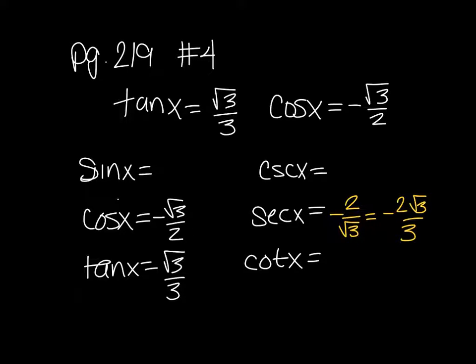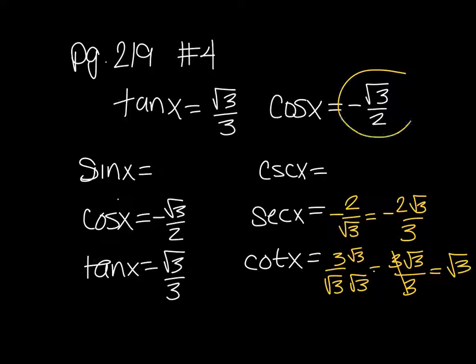Cotangent, I just flip tangent over, so I get 3 over root 3. I rationalize that, and I get 3 root 3 over, and on bottom I get 3, so then the 3's cancel, so I get the square root of 3. Wow, perfect. That's crazy. All right, now I still need to find sine.